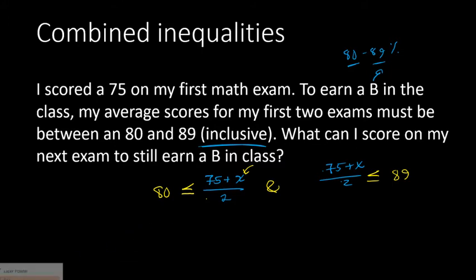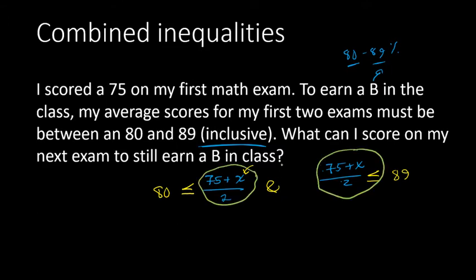Well, to combine these inequalities is pretty straightforward. Notice that I've got this same term appearing in both, so I can just rewrite this without the "and." I'm aiming for something that is greater than or equal to an 80, so 75 plus x over 2, and is less than or equal to an 89. So this is my combined inequality right here. I took the word "and" out, and I put everything together. This statement contains the exact same information. I've just rewritten it in a more condensed way.